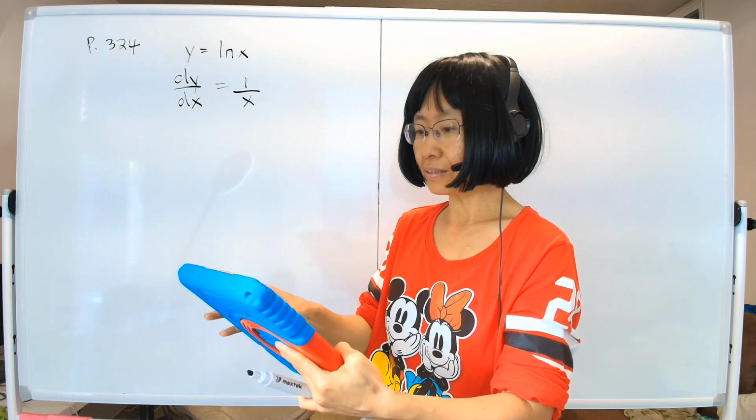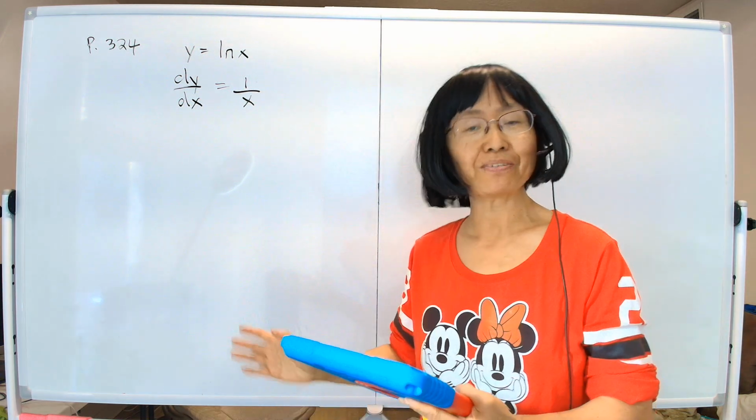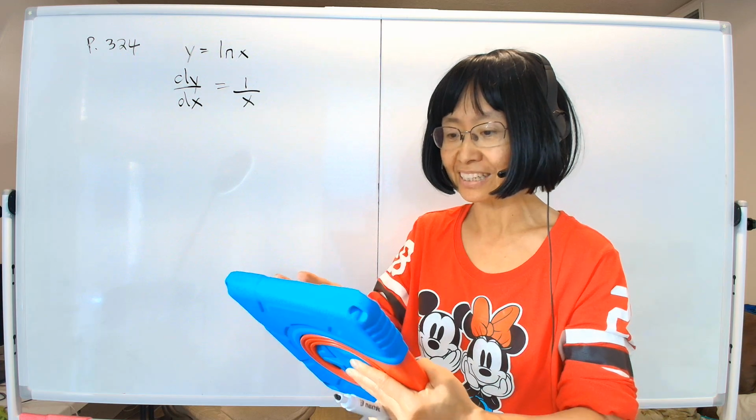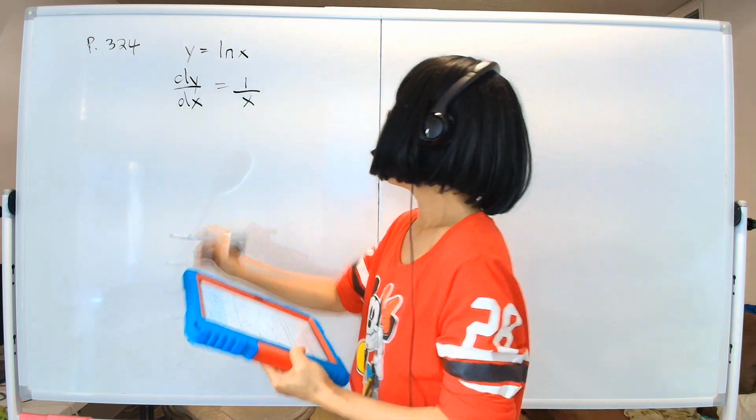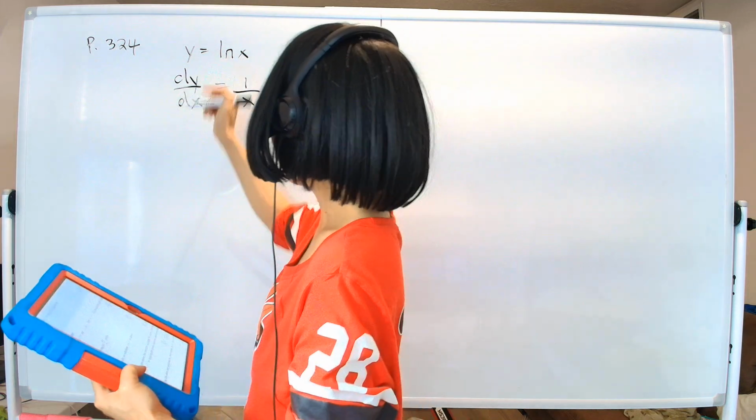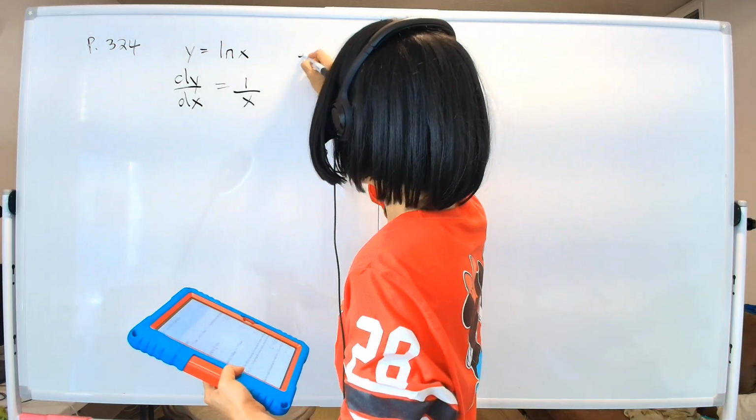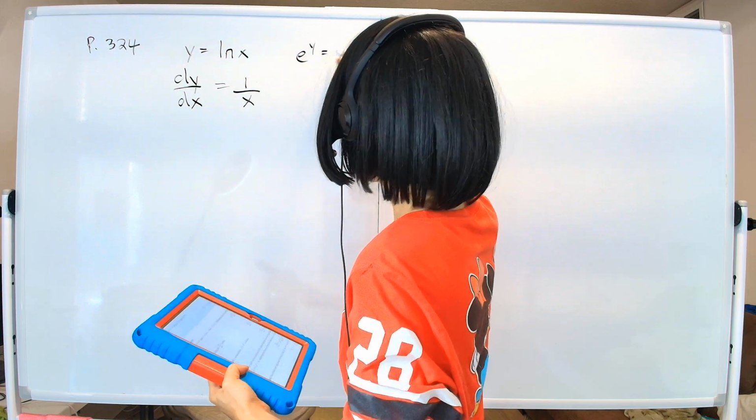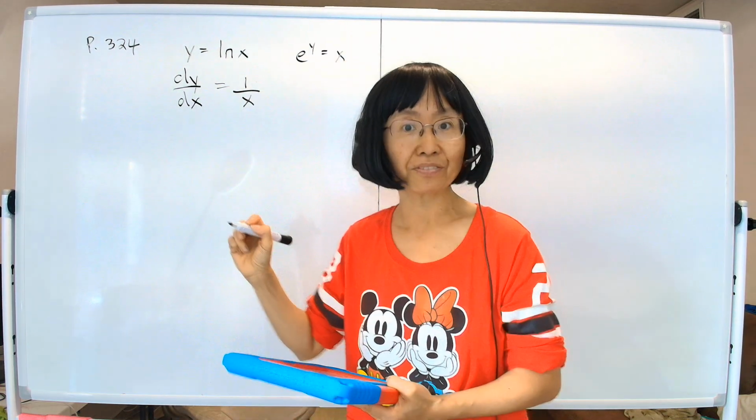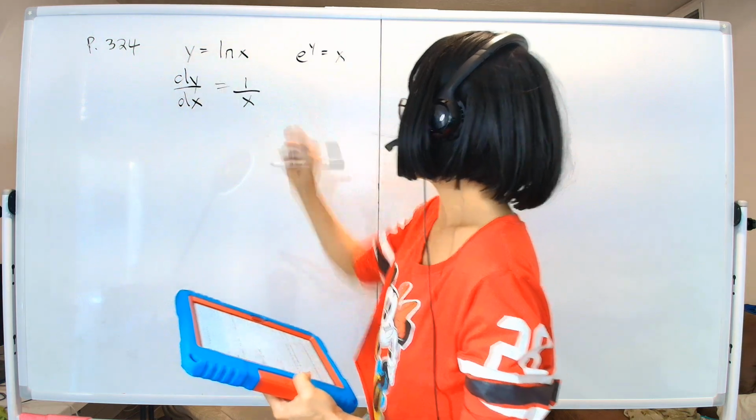To prove it, there are actually two different ways, and we're going to do both because both are very short and sweet. For the first proof, if y equals ln x, what does that mean? It means that e to the power y equals x. That's the definition of the natural log. Okay, e to the power y is equal to x.